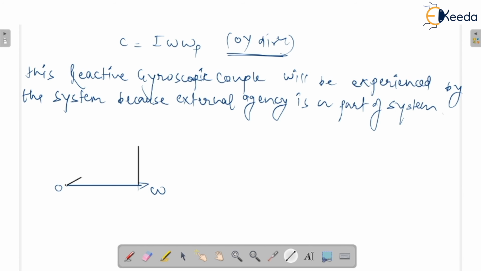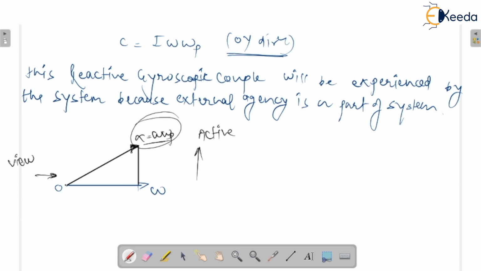After the precession, there will be a new position, this would be the new position, looking from this direction, this is the view direction. So there will be alpha, that is omega p. We know that in order to apply alpha, there will be an active gyroscopic couple.